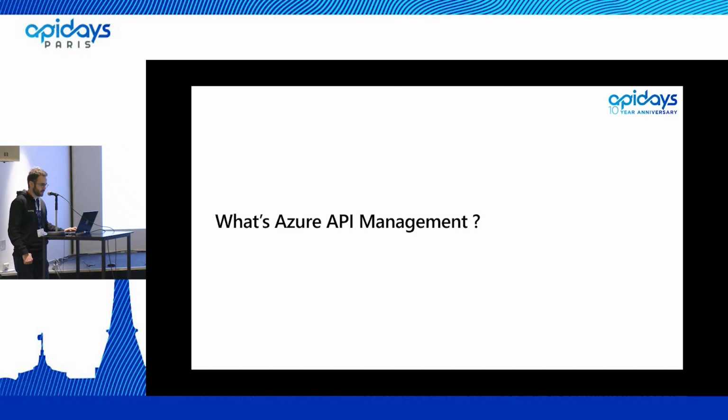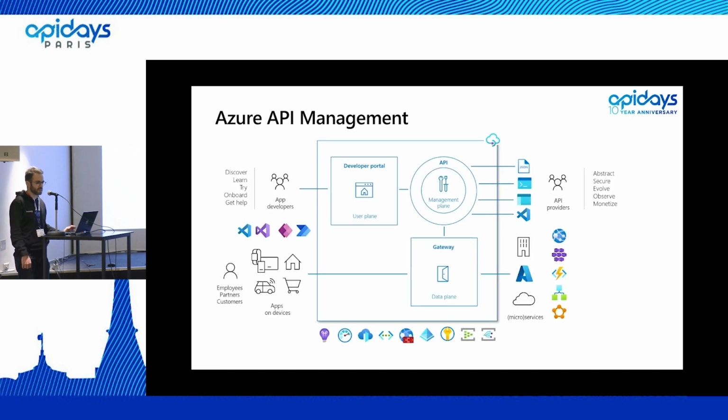So, what's Azure API management? First, what's Azure? Azure is a cloud service provider like AWS, GCP, and Azure API management is basically our API management service. It's one of many services we have in Azure, and it's really our full lifecycle API management solution. So in competition with some guys you can also meet at this conference, but that's our offering.